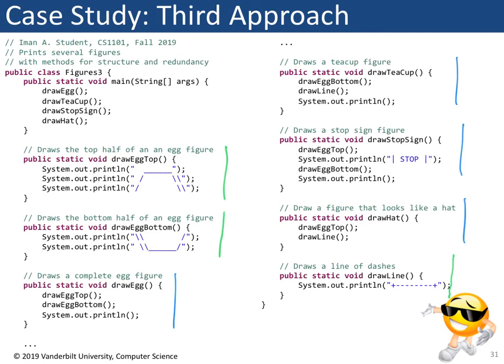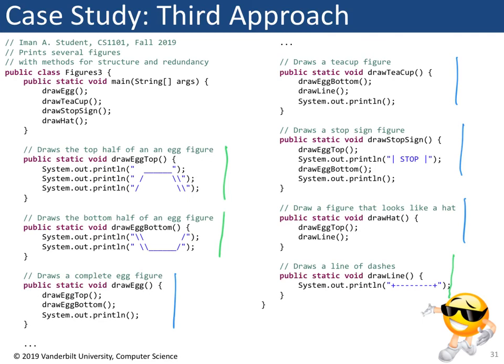So let's look at each of the blue methods. In draw egg, we are going to draw an egg top, then draw an egg bottom, and then we are going to do a print line statement which will cause a carriage return, so it'll leave a blank line after the egg. And draw egg top and draw egg bottom do exactly what they say. Draw egg top will draw the top of the egg, draw egg bottom will draw the bottom of the egg. So now we have drawn an egg without having to repeat ourselves and redraw the same shape.